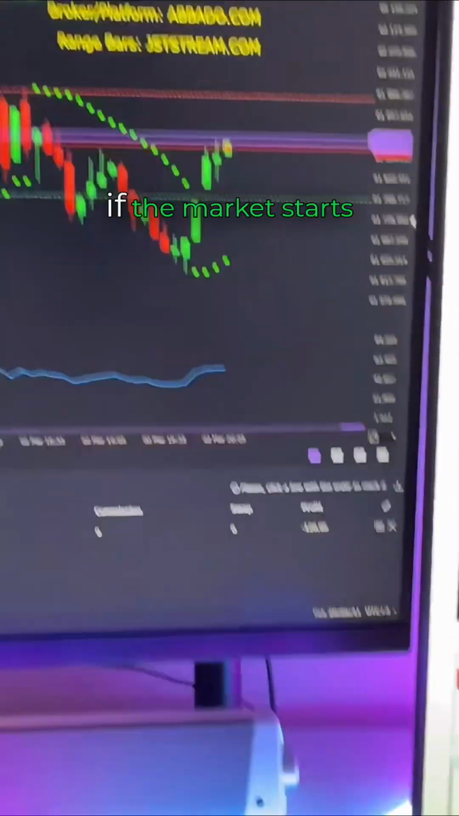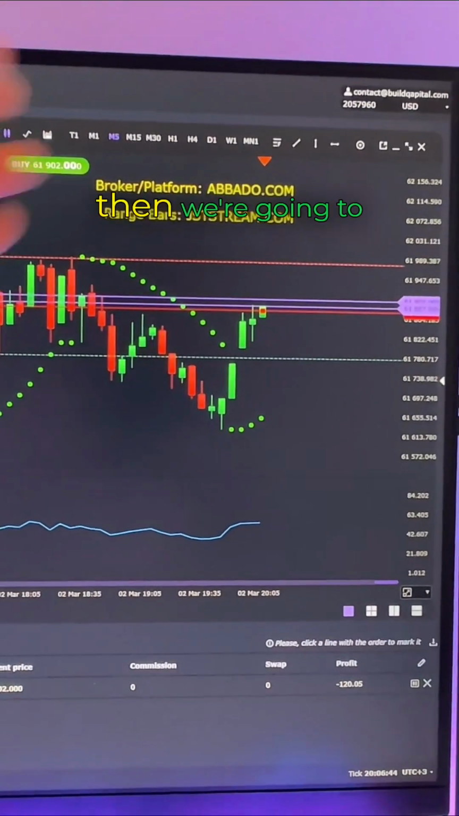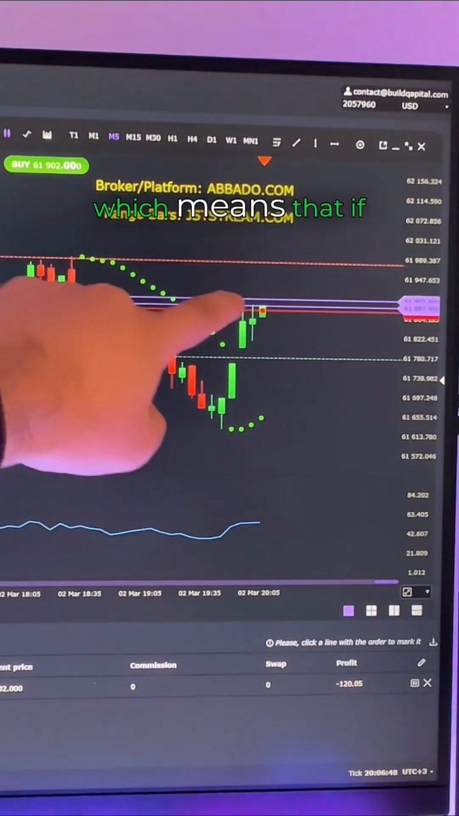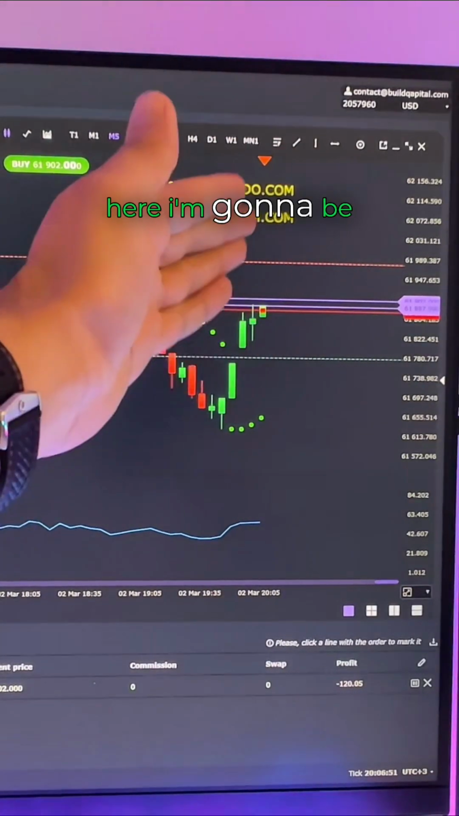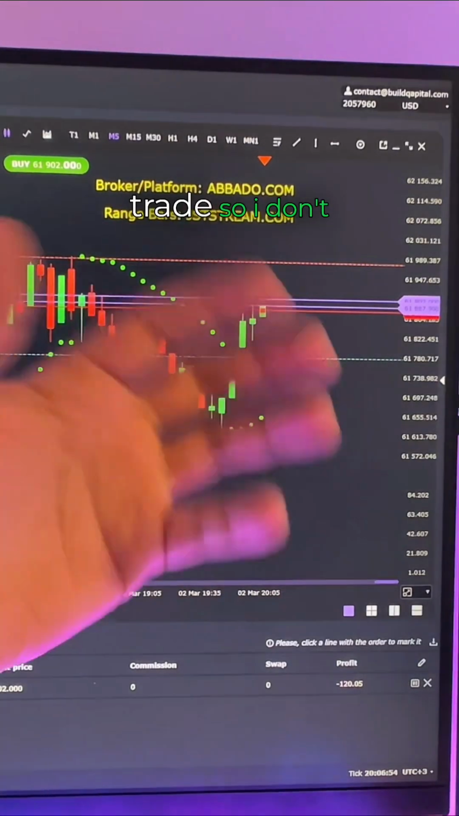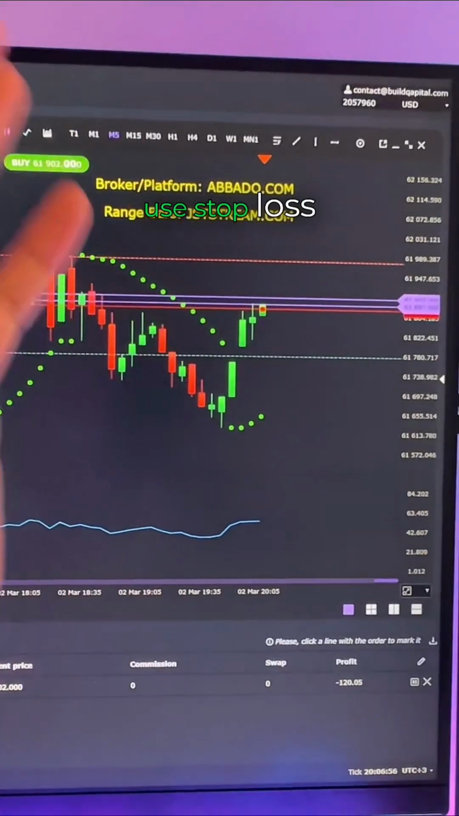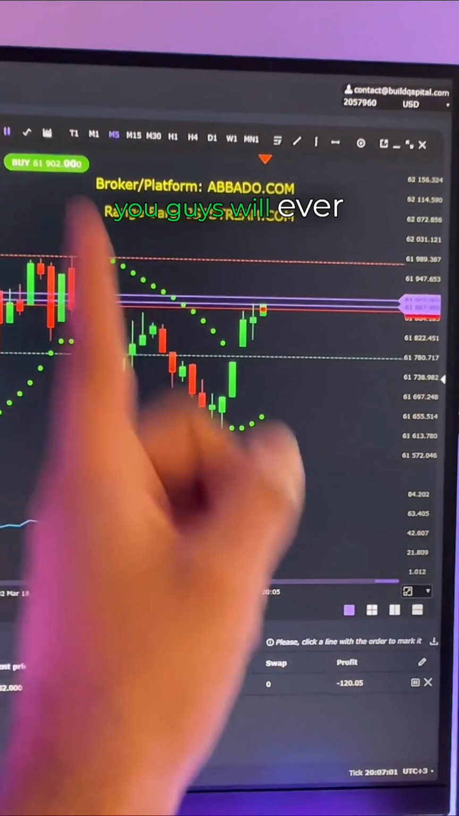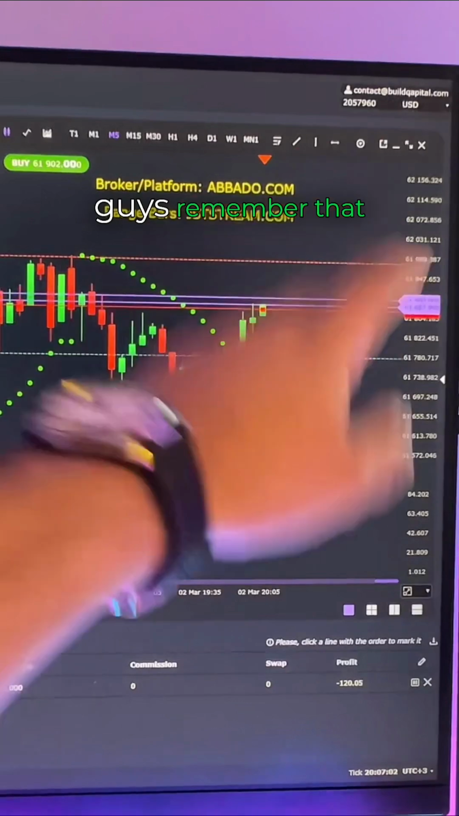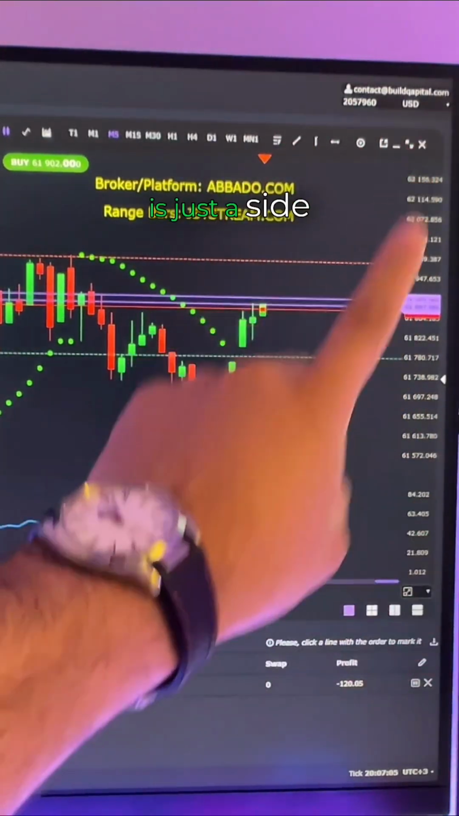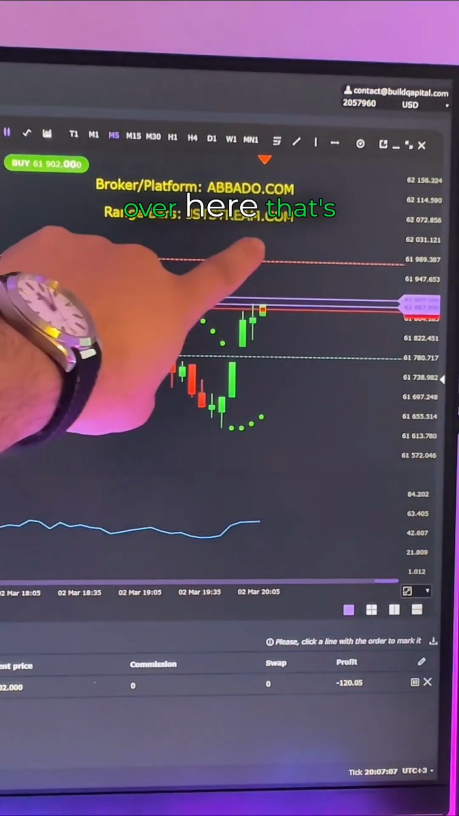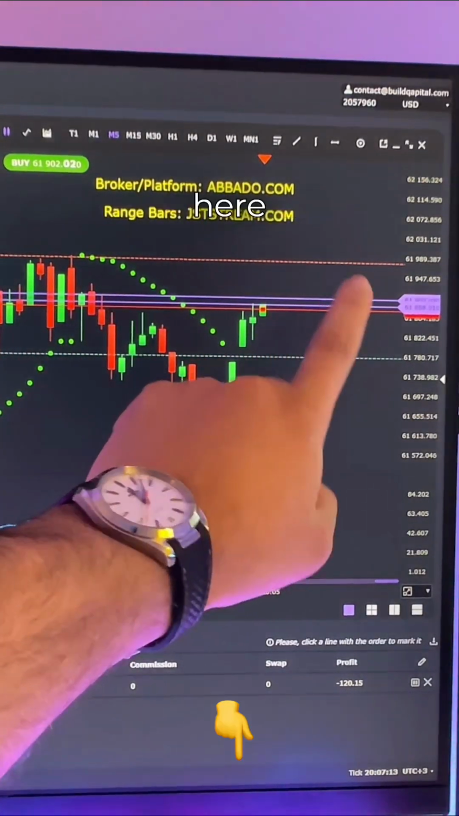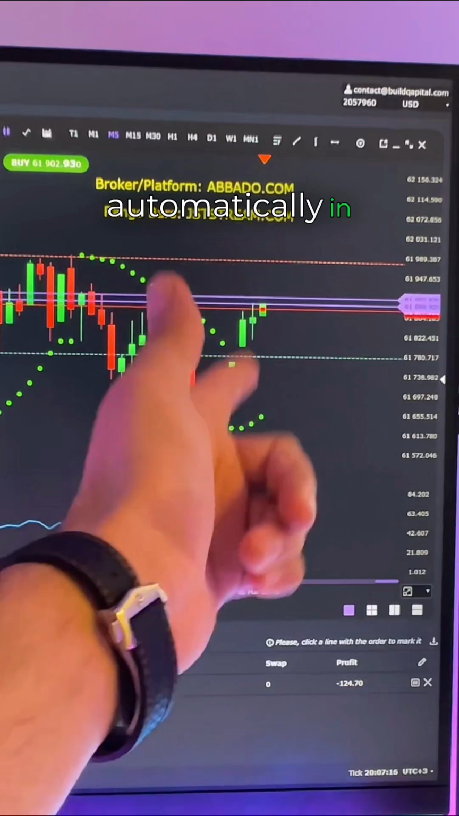So that means that if the market starts to go down, then we're going to be able to make some money. And then this is where I set my stop loss, which means that if the market comes to here, I'm going to be stopped out of my trade so I don't lose more. I always use stop loss because it's very important to always stay safe. All of the profit that you guys will ever see is just a side effect of safety, guys. Remember that profit is just a side effect of safety. Now, over here, that's where my stop loss is, and down here, that's where my take profit is. So when the market comes down here, then we're gonna close the trade automatically in profit.